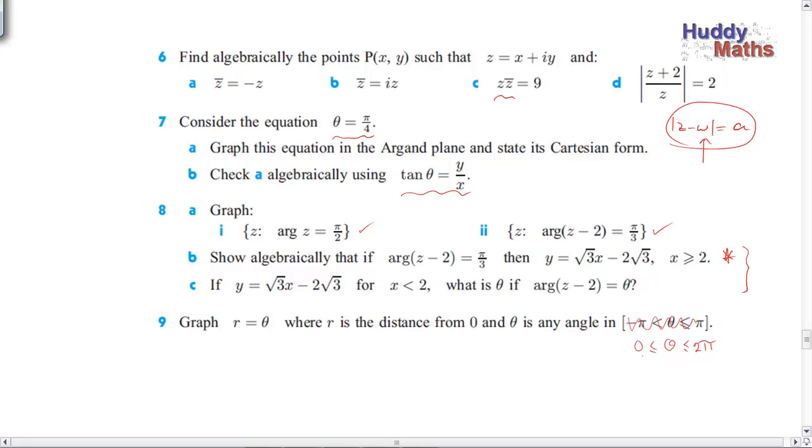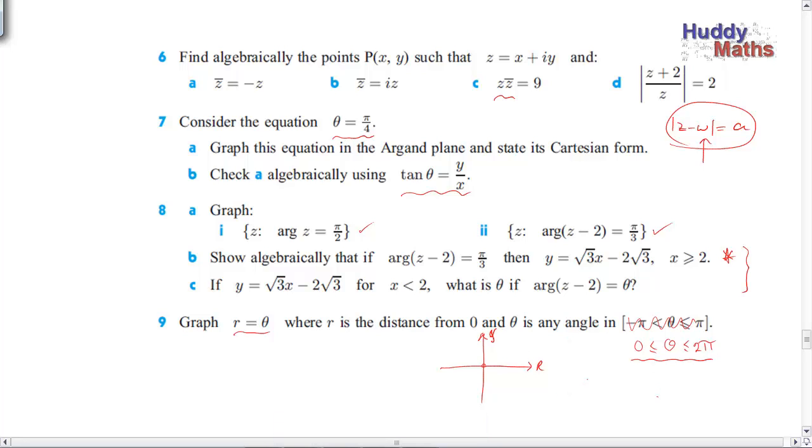And then this one, there was an error in the book. It should be graph r equals theta, where r is the distance from O and theta is any angle from 0 to 2 pi. And I'll show you in a minute how to do that on the calculator. So the idea with this one is to start plotting it. So if r is equal to theta, let's take theta as naught, that's that point. So r is naught also.